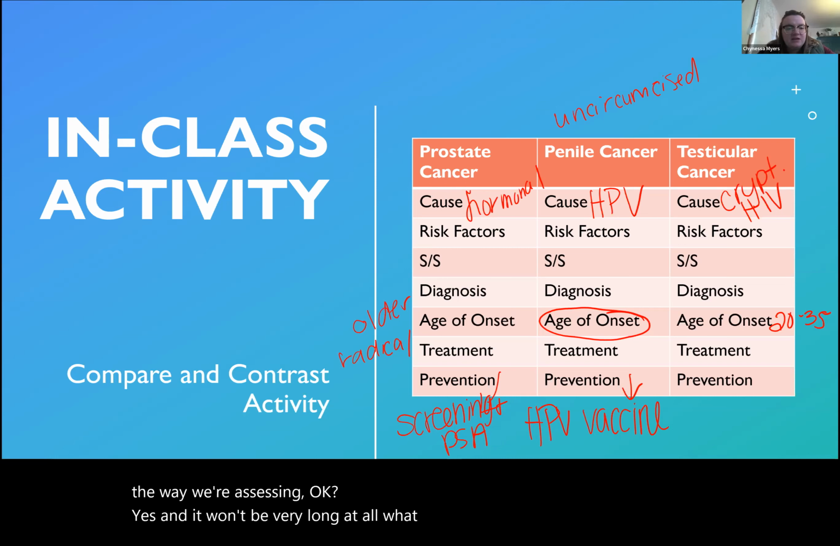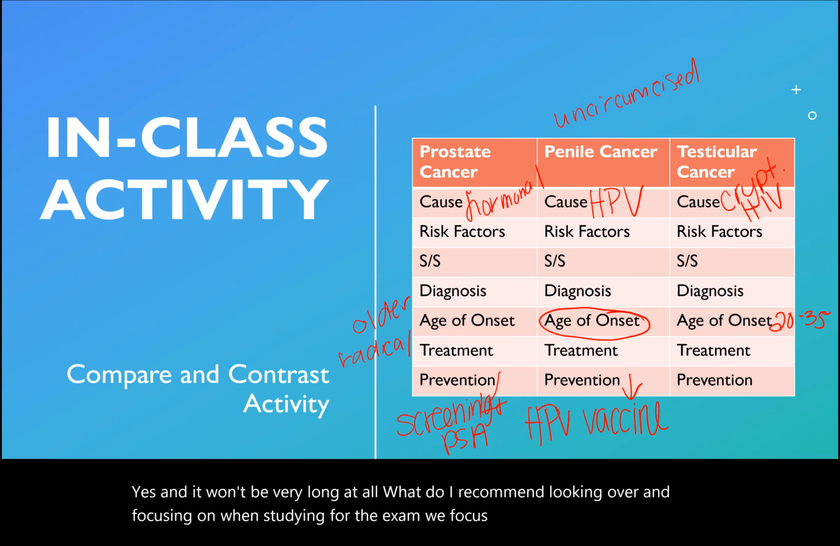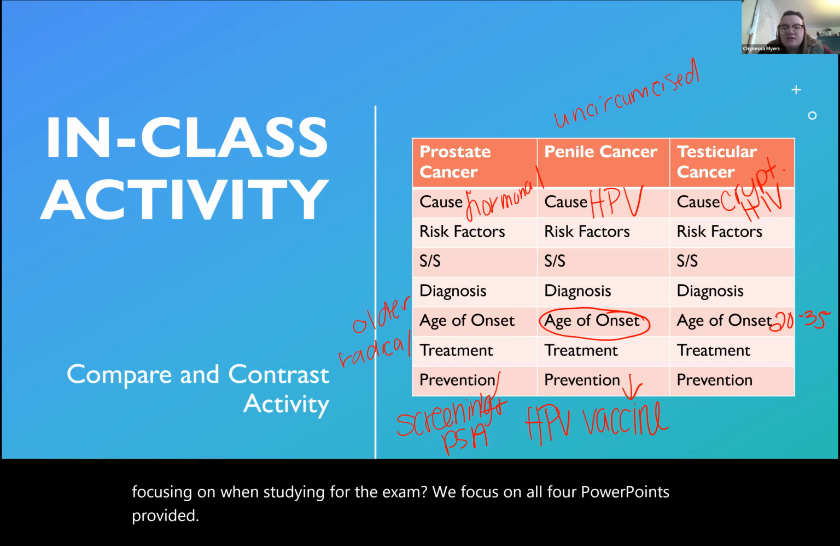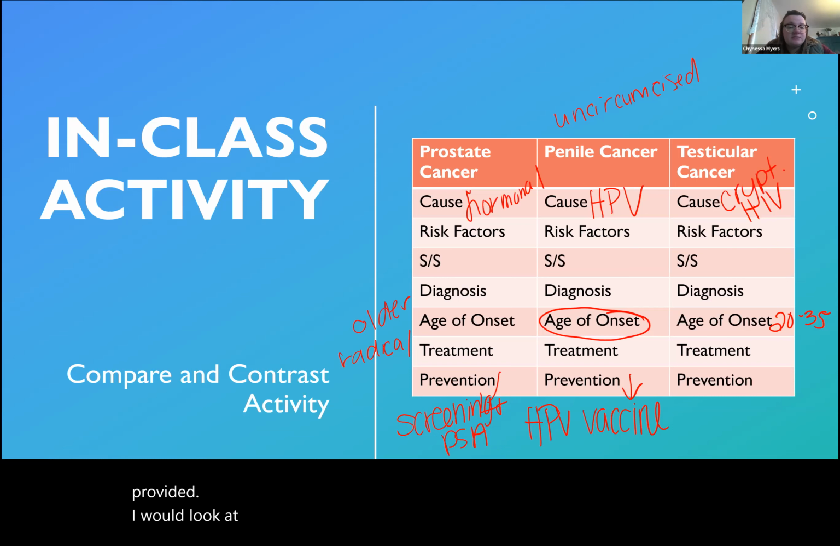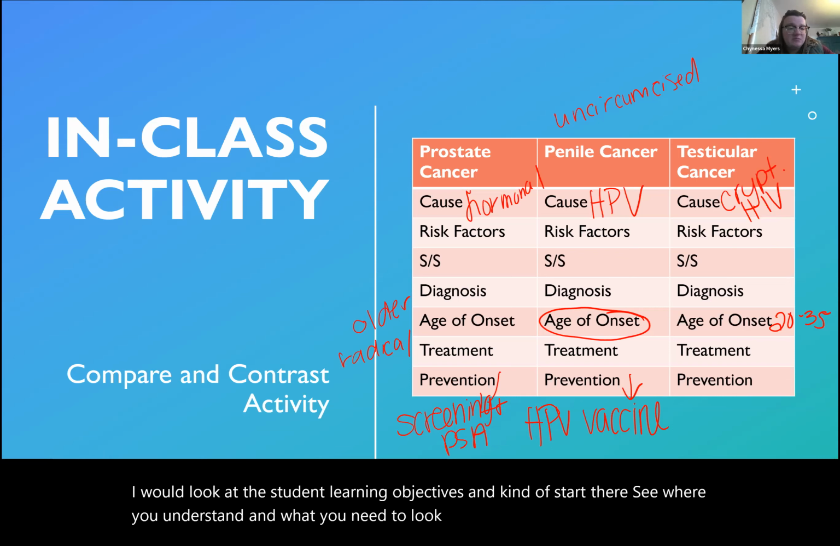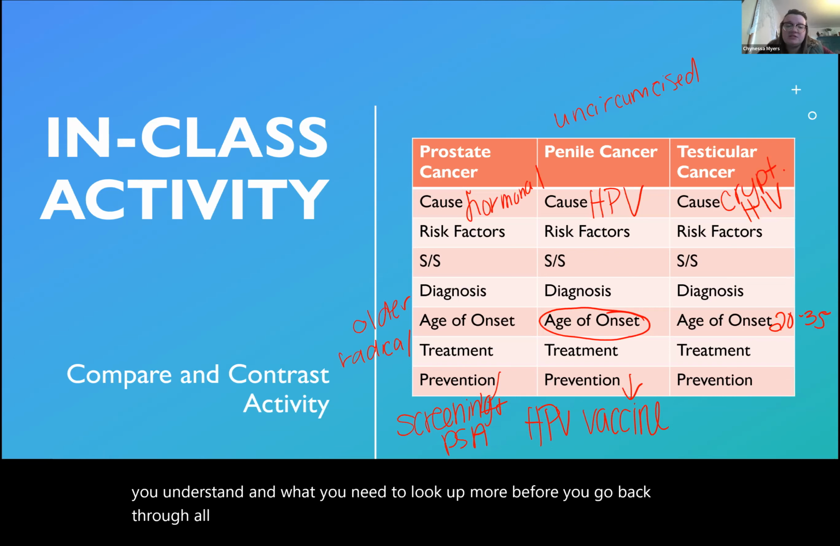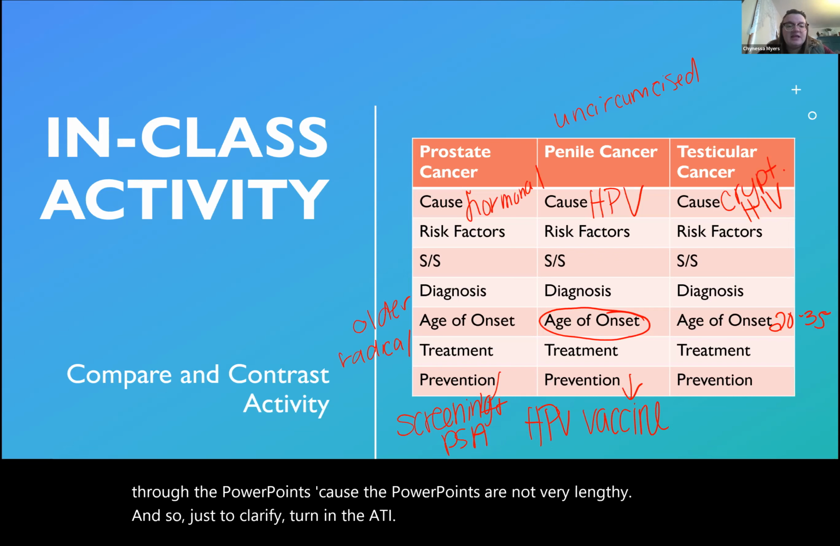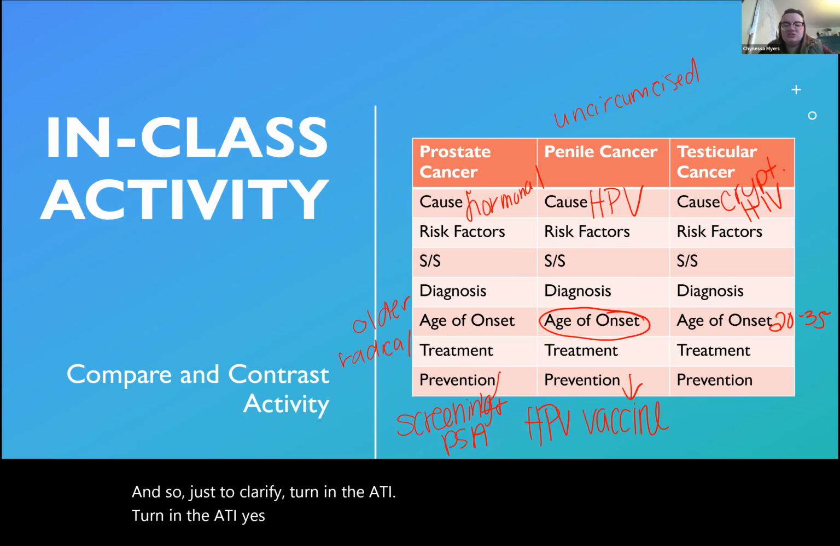What do you recommend looking over and focusing on when studying for the exam? Do we focus on all 4 PowerPoints provided? I would look at the student learning objectives and start there, see where you understand well and what you need to look up more, before you go back through all the PowerPoints, because the PowerPoints are not very lengthy. And just to clarify, turn in the ATI. Yes, you don't need to turn in anything else. Just turn in the ATI that you did.